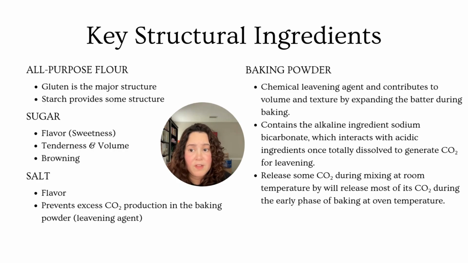The all purpose flour is the basic structural component due to its gluten content, which allows for expansion of cells and provides rigidity of structure after baking. The main function of all purpose flour is that gluten is the major structure and starch provides some structure. So, basically, what happens is when gluten found in our all purpose flour, which is a wheat product, is mixed with a liquid. In our case, the 1 cup of whole milk is the main liquid.